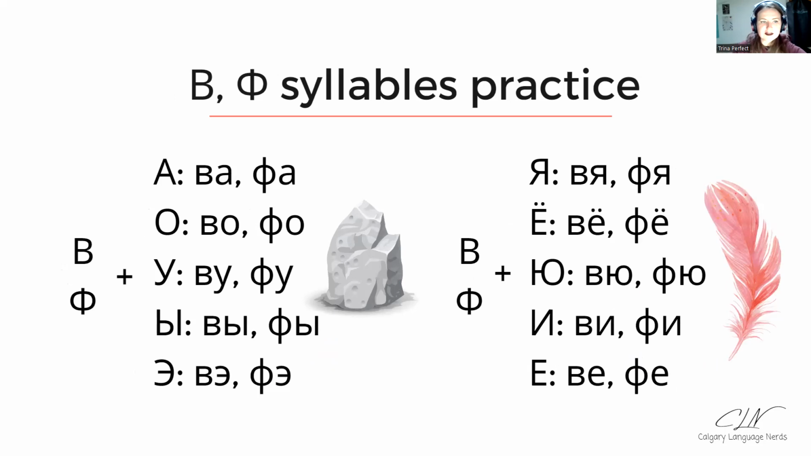Then we have the letters that represent V and F. So what happens if we add A? Va, fa. Va, fa. And let's do them in pairs. Va, va. Fa, fa. And during the challenge, you're going to be practicing pairs one by one of each letter. But for the time's sake, here in the lesson, they are presented in groups.